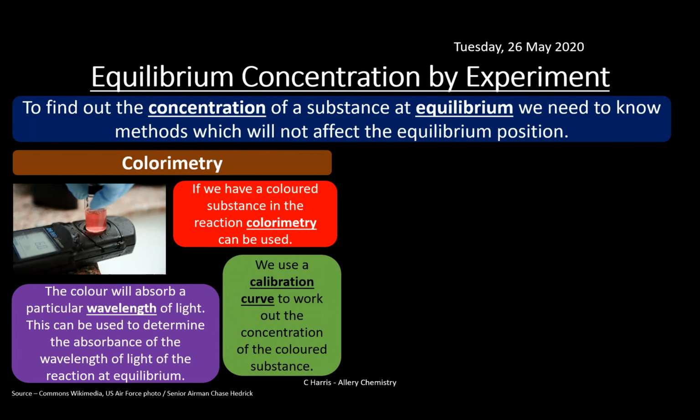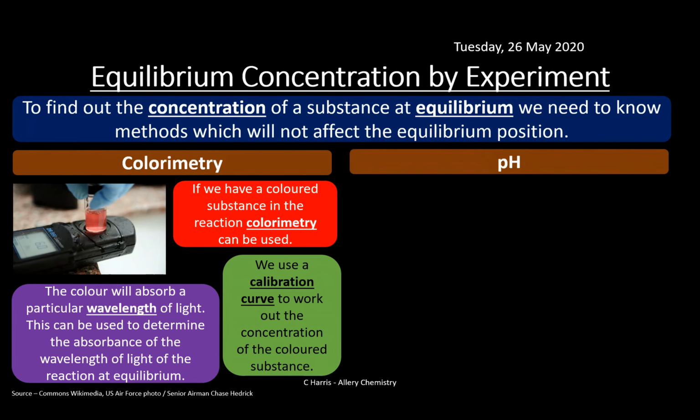What we do is use a calibration curve to work out the concentration of the colored substance. A basic calibration curve is where we make up fixed, known concentrations and plot them on a graph so we get a straight line. Then we take our test sample, as you can see in this diagram. Let's say this was a reaction that was left to reach equilibrium. We measure the absorbance, which will read on there, and then we use that figure against our calibration graph to work out the concentration of our substance at equilibrium.